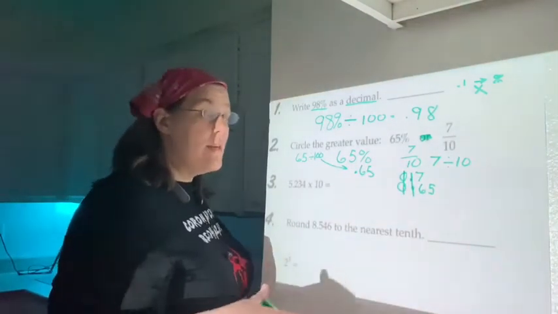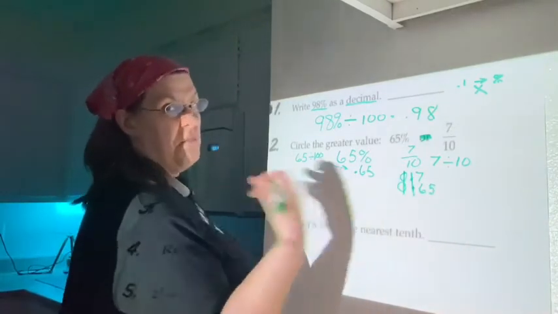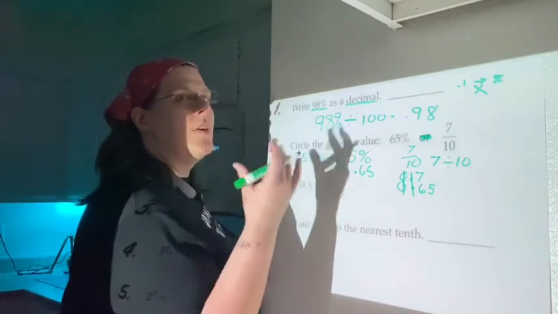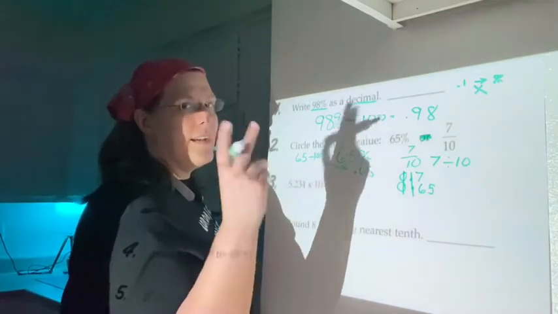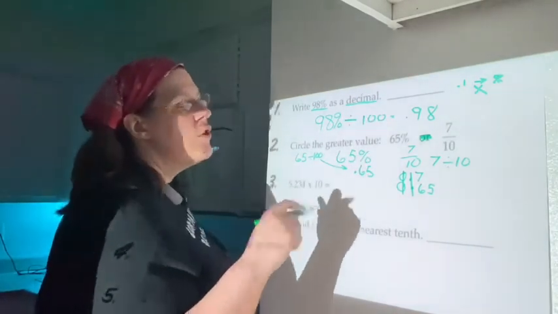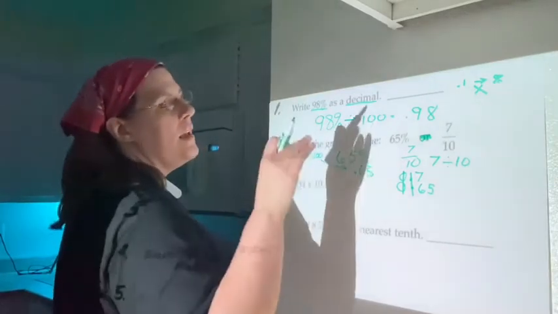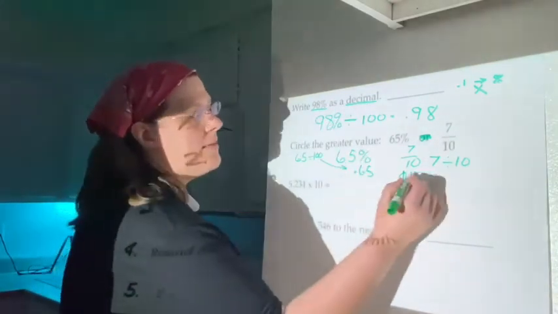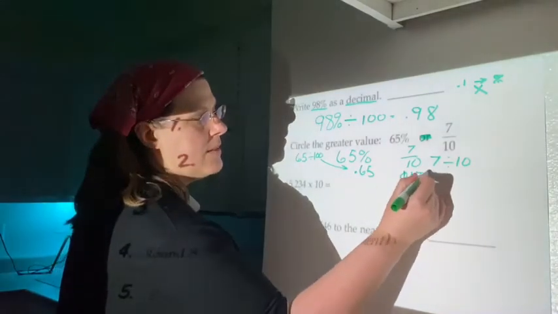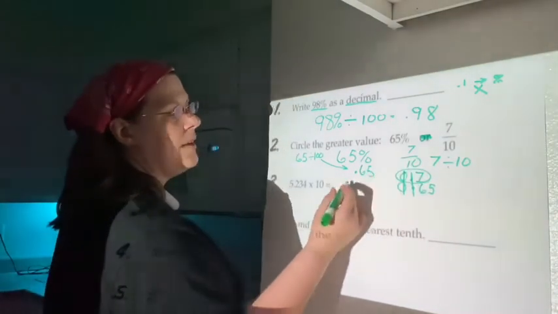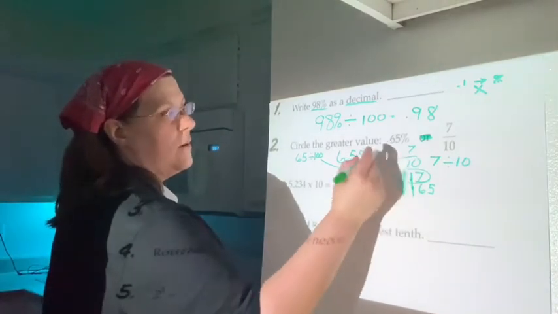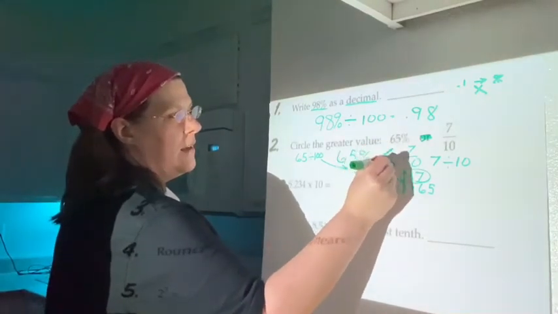7 or 6? 7. Let's go with cupcakes, because I had that cupcake today for Morgan's birthday. If I had an option to have 7 cupcakes or 6 cupcakes, I want 7 because 7's bigger. So this number here is bigger. So which one are we going to eat? 65% or 7/10? We're going to eat 7/10.